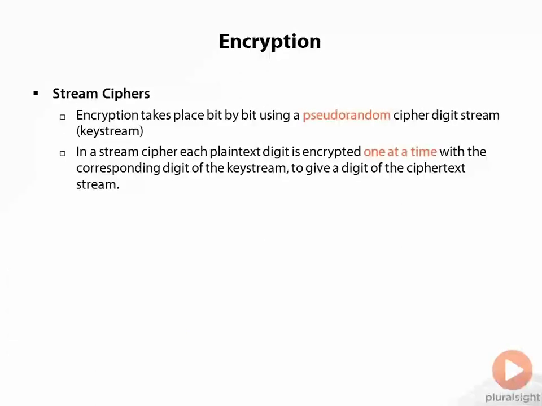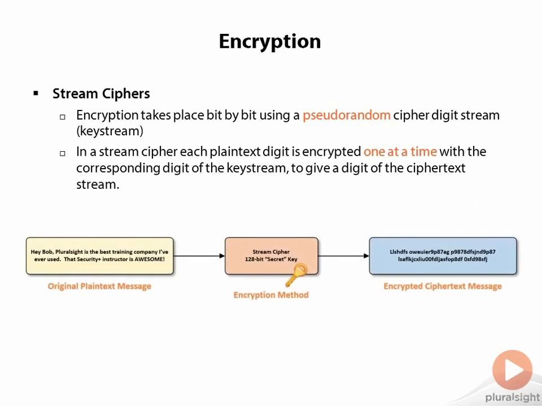Okay, next we have stream ciphers, and stream ciphers are different from block ciphers in the fact that block ciphers will pass a block of text, hence the name, or a block of data I should say, and then it encrypts that block by block by block. Stream ciphers will take data as it comes in, basically bit by bit, and it will encrypt as it goes. So encryption takes place bit by bit using a pseudo-random cipher digit stream, or a key stream. And that basically changes every so often.